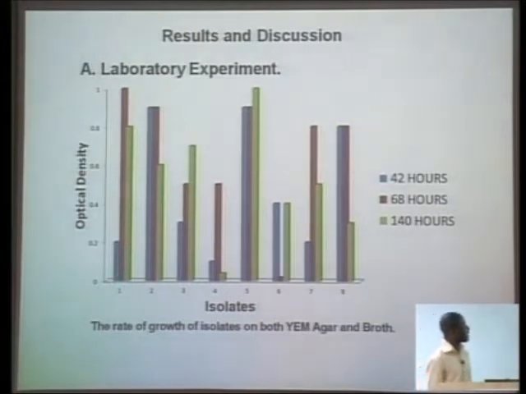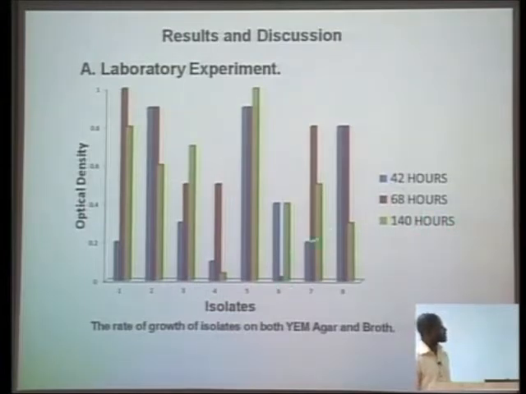And isolate 3 growth at 42 hours was very slow. It picked up at 68 hours and continued to grow at 140 hours. And isolate 4 was very slow in growing at 42 hours. Growth picked up at 68 hours, and it sharply dropped at 140 hours.